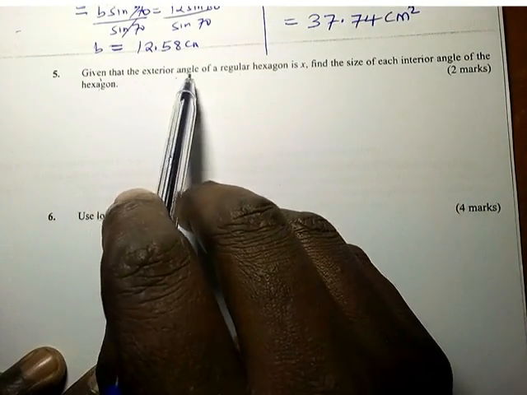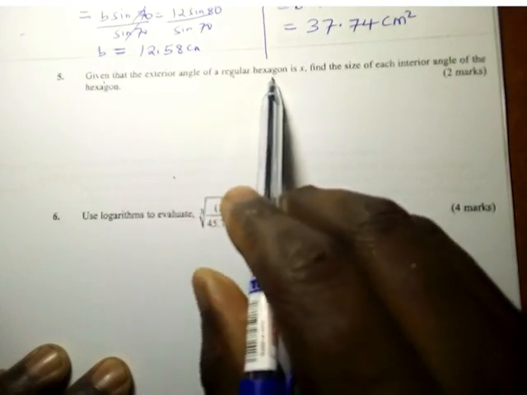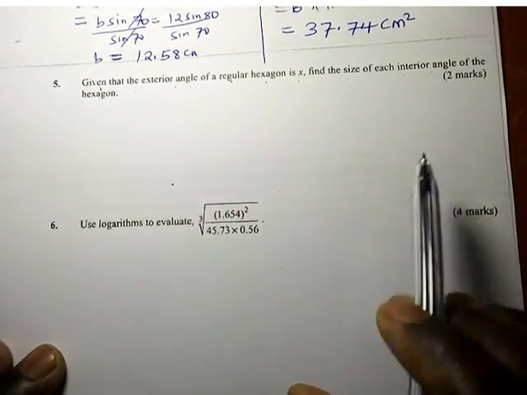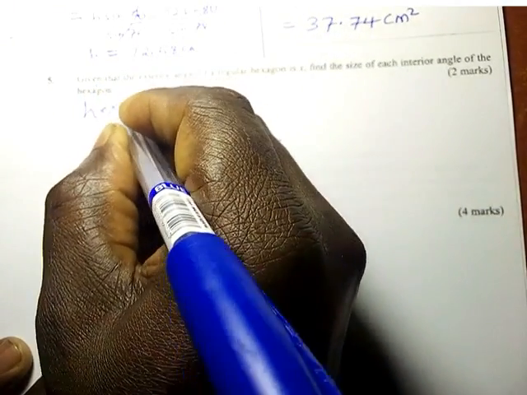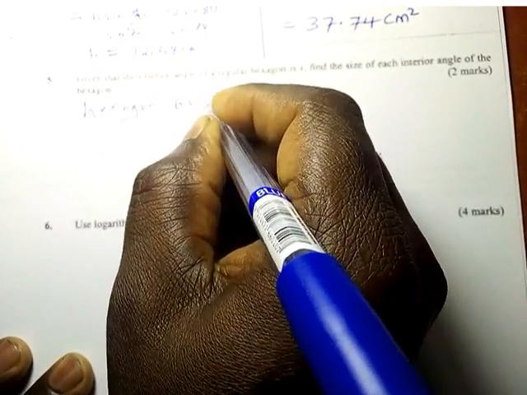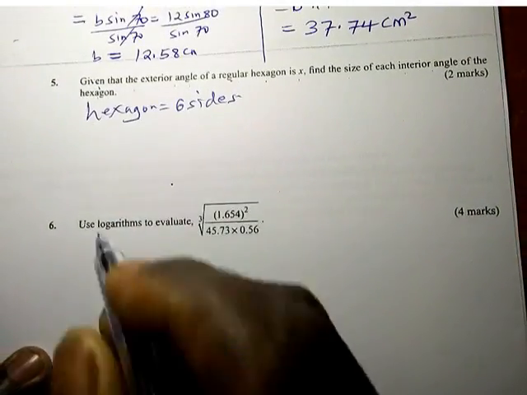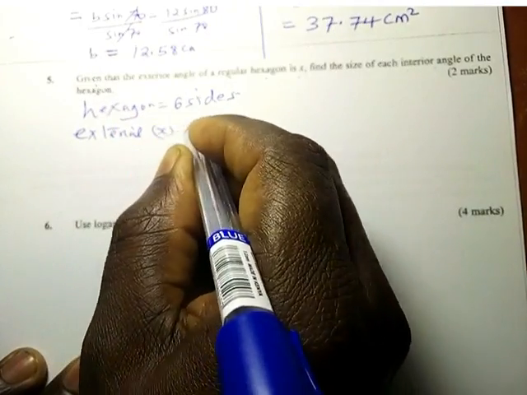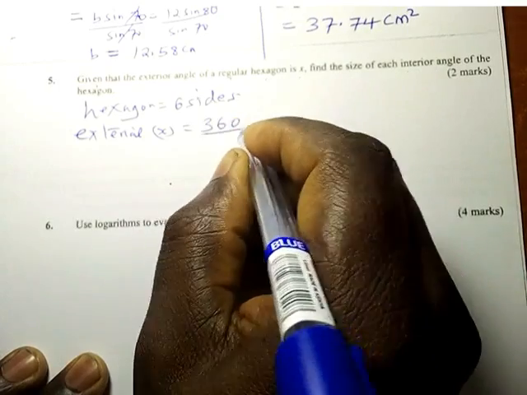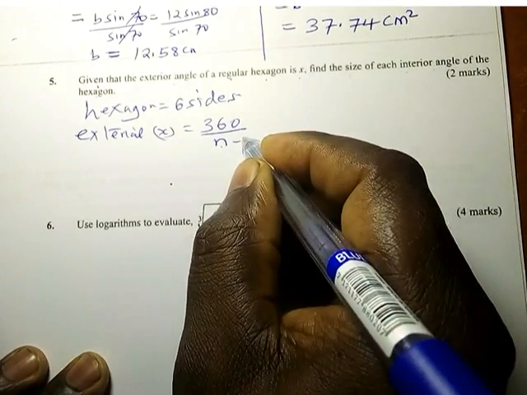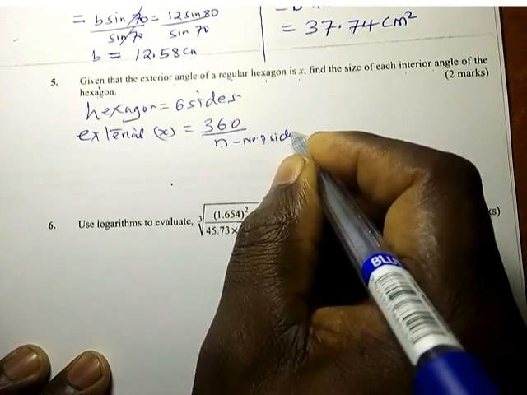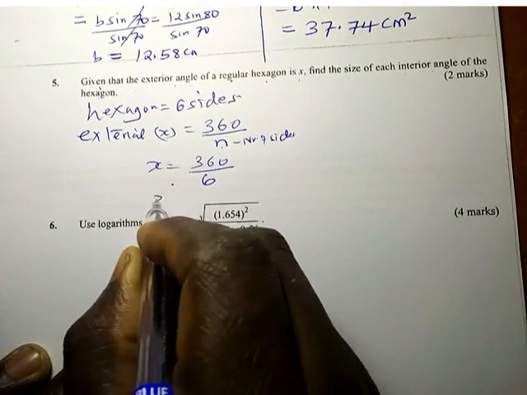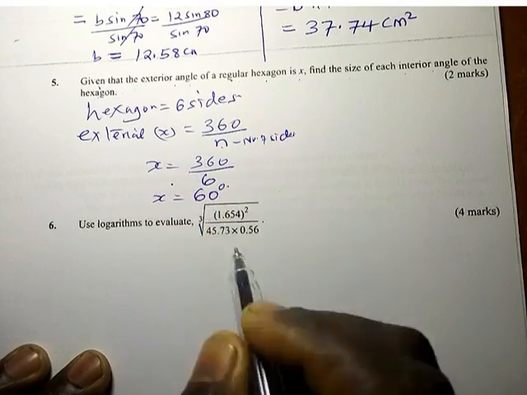Given that the exterior angle of an irregular hexagon is x, find the size of each interior angle of the hexagon. Hexagon means 6 sides. Exterior angle, which is now x, is equal to 360 divided by n. N is the number of sides. So x is going to be 360 divided by 6. So x is equal to 60 degrees.